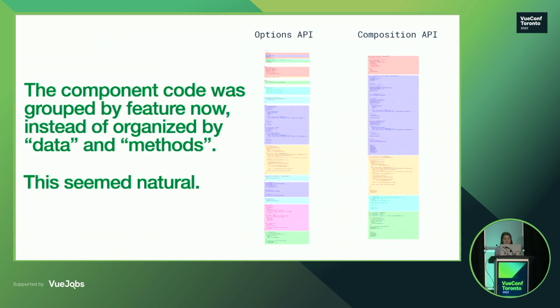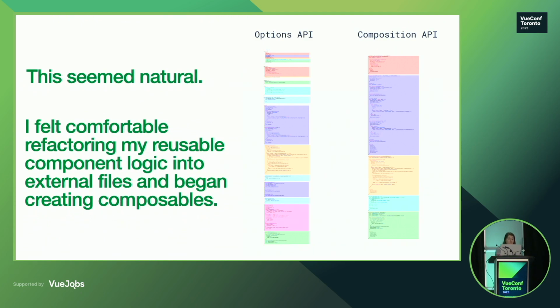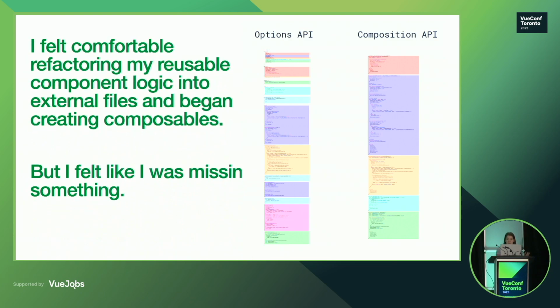So I found this example to be fascinating. The component is the Vue CLI file tree explorer, which is what he used as the example. And it seemed natural to me when I first heard about the Composition API. Cool. And I felt comfortable refactoring most of my reusable component logic into external files, and I began creating composables like you do, with ref and computed and methods and such. But I feel like I was missing something, perhaps a letter after the N.